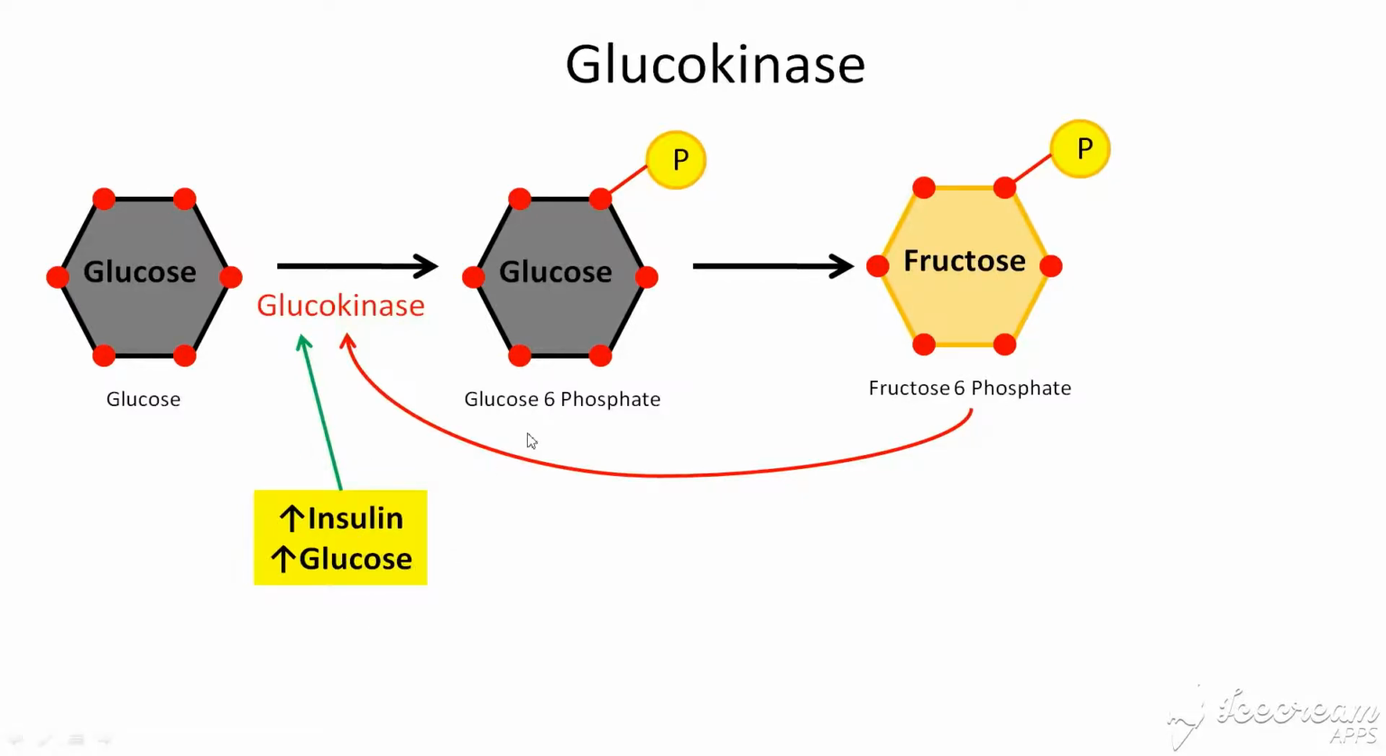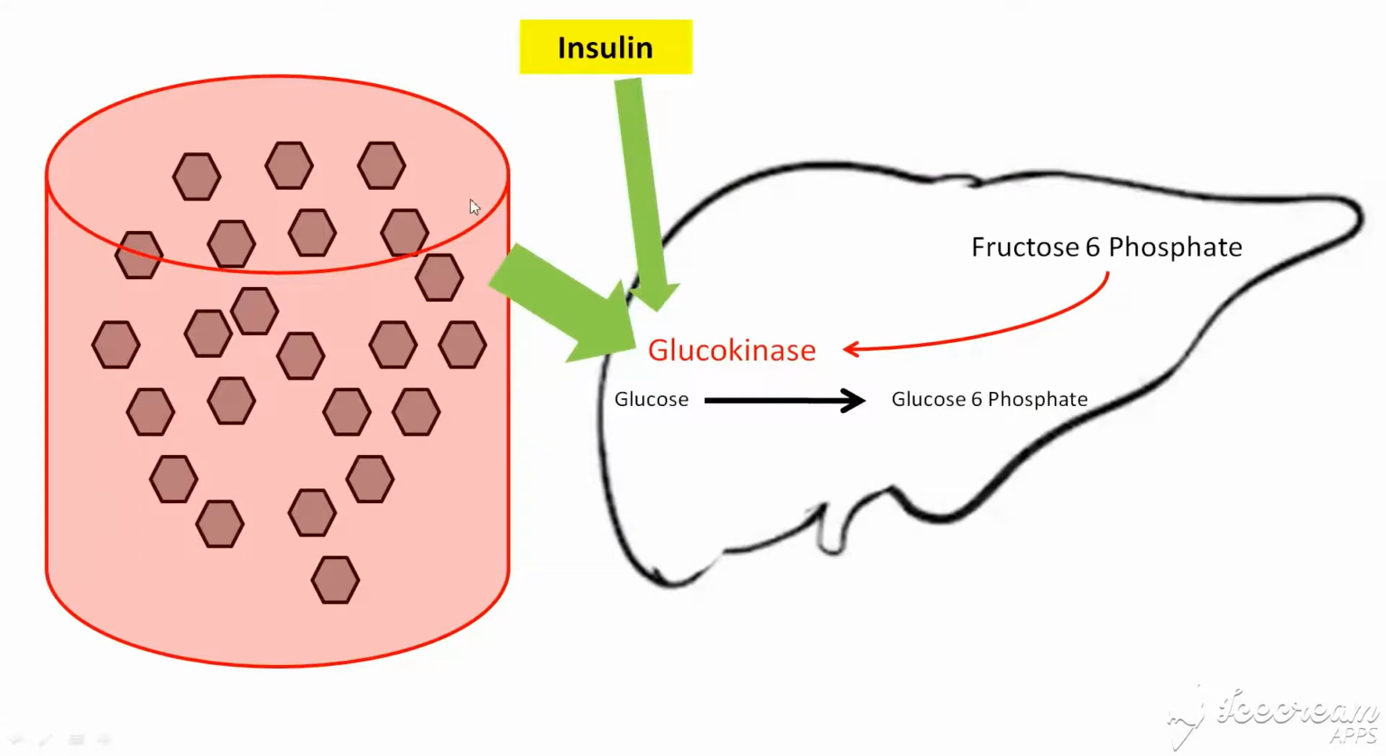So how does this happen? Let's say a person after a meal is going to have high levels of glucose in his blood. And of course, high levels of glucose is going to lead to high levels of insulin. Now remember that glucokinase is normally going to be inhibited by fructose 6-phosphate. But when there's high insulin and high glucose levels in the blood, this is going to overcome the inhibition by fructose 6-phosphate, and it's actually going to stimulate glucokinase. Now this is important because after a meal, when you have all that extra glucose in the blood, you'd want the liver to take that glucose in and convert it to glycogen and store it.